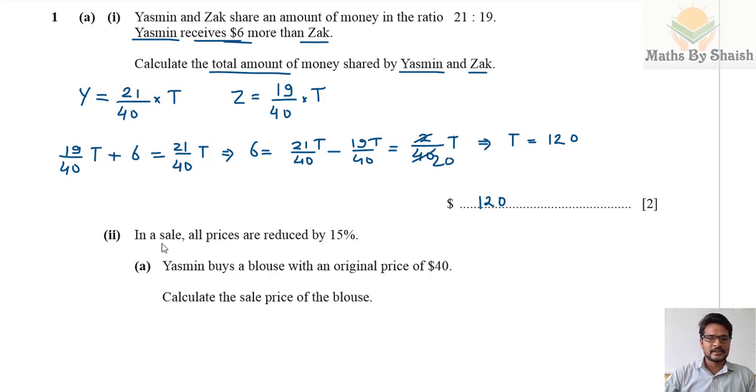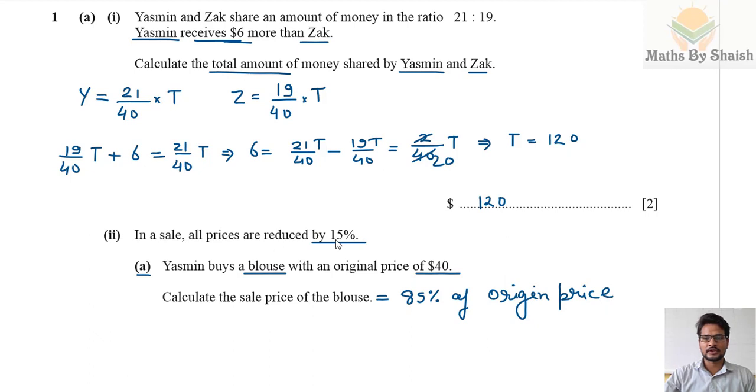The second question is, in a sale all prices are reduced by 15%. If the price is reduced by 15%, it means the remaining amount is only 85% of the original. If you remember this, it would be easy to solve questions of this type. A part is, Yasmin buys a blouse with an original price of $40. Calculate the sale price. The sale price of the blouse would be only 85% of the original price. That is the meaning of reduce or sale. 15% off means 100 minus 15, it is 85%.